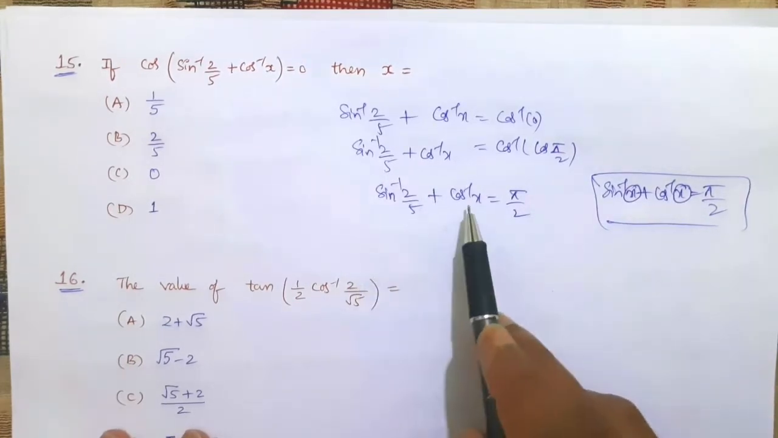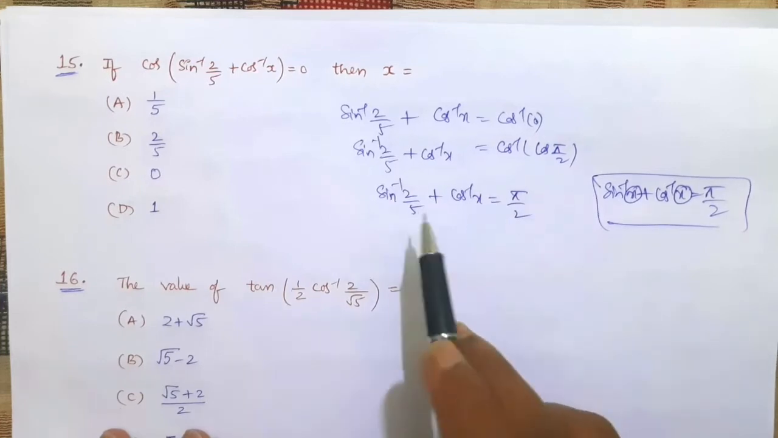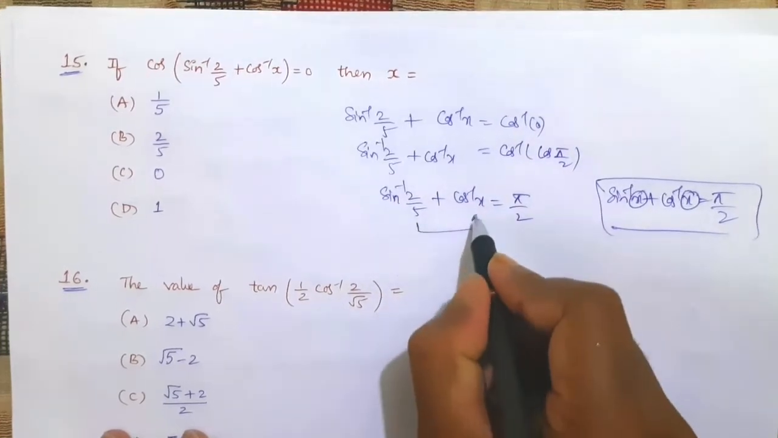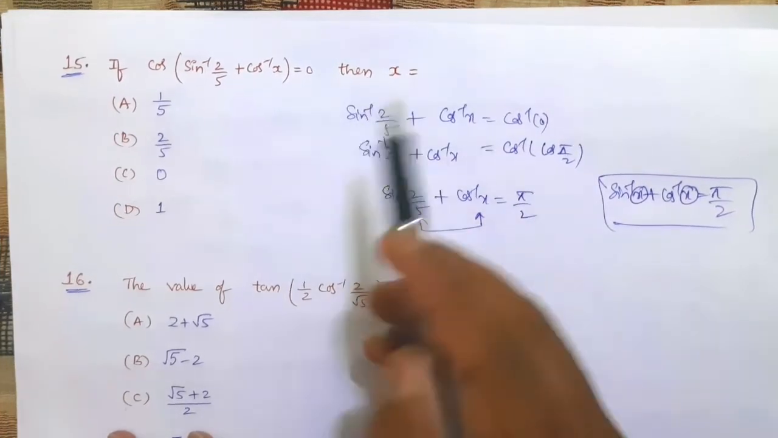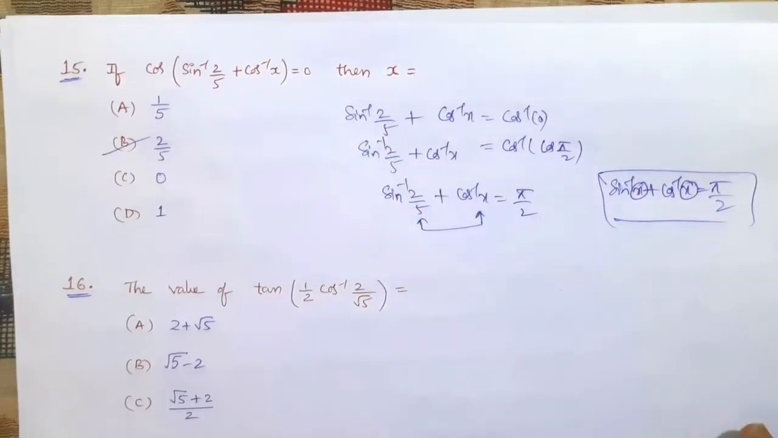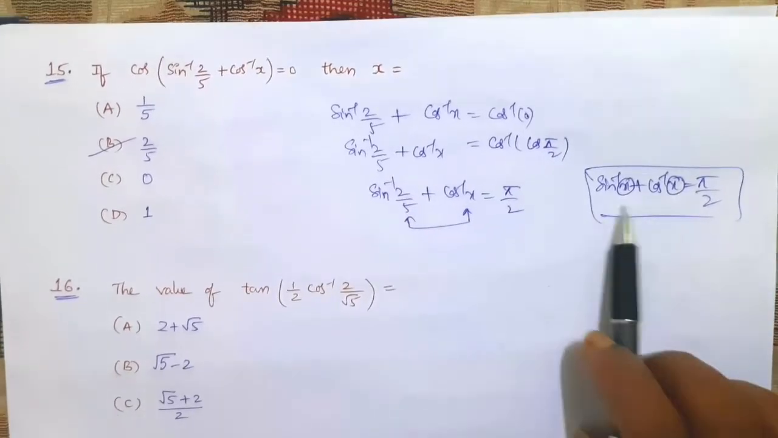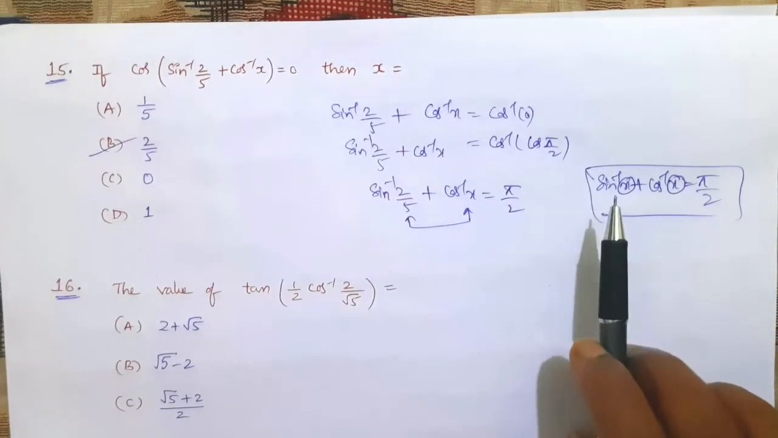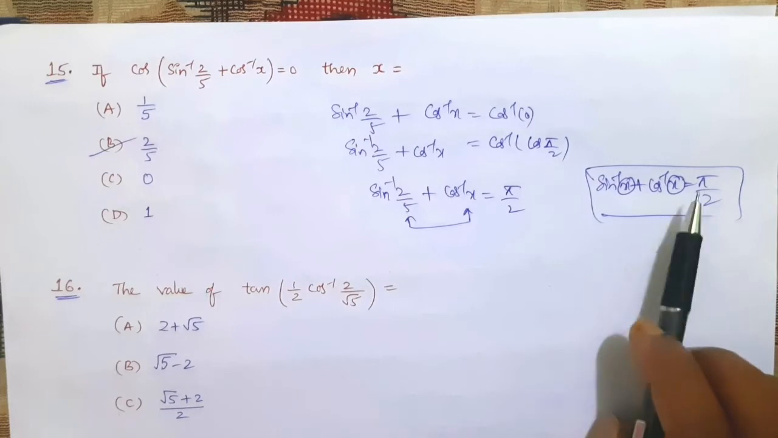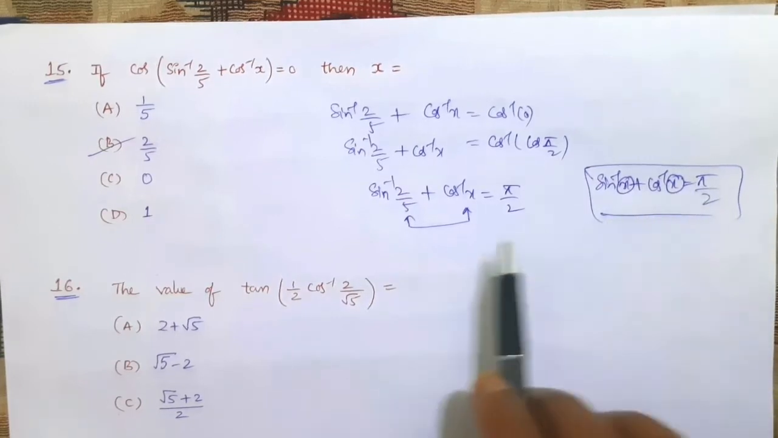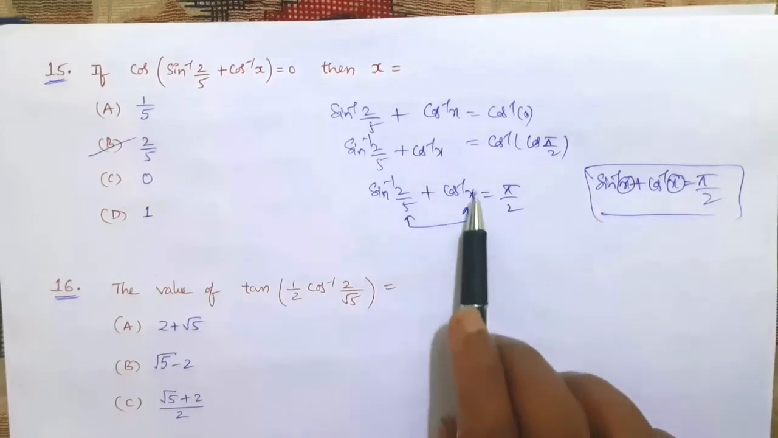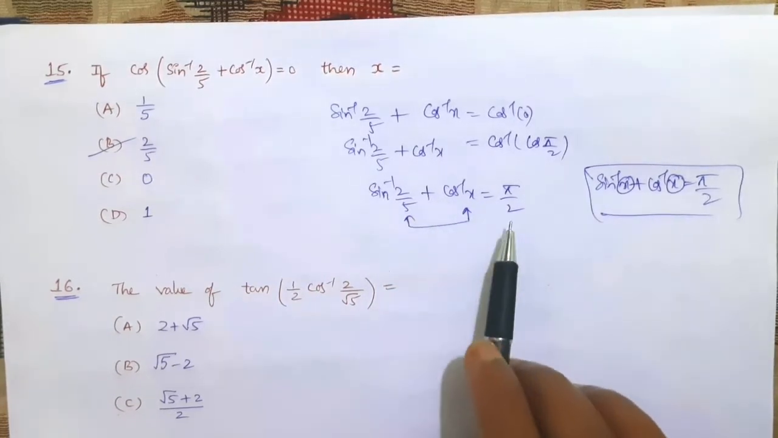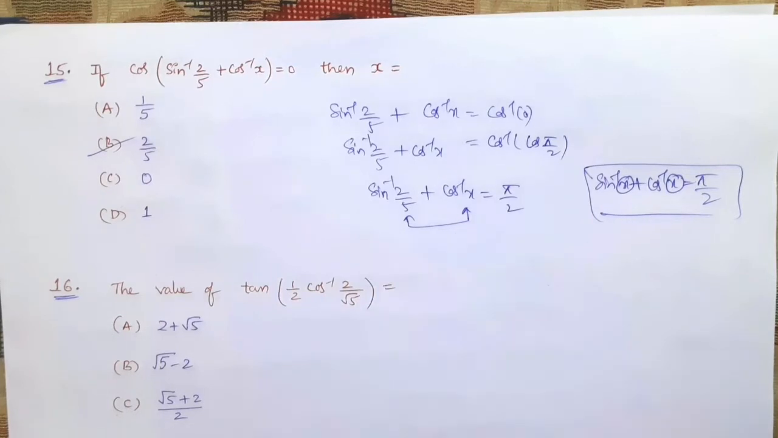Similarly here, it will be equal to pi by 2 when these two are equal, when x equals 2 by 5. So as they are asking, the value of x is 2 by 5. Hope you understood. By using this identity, sin inverse x plus cos inverse x is equal to pi by 2, we can identify that this x will also be equal to 2 by 5 only. That's why it becomes pi by 2. So the value of x is 2 by 5.